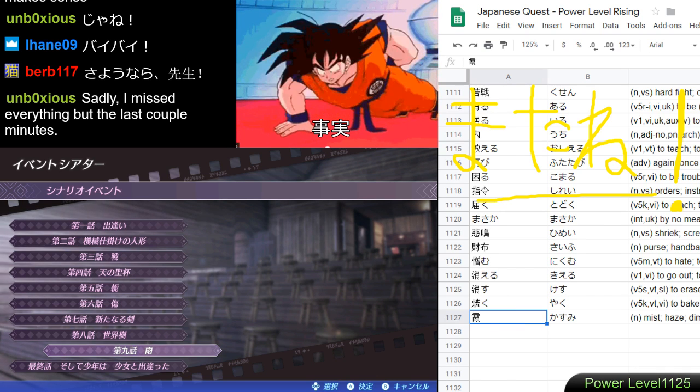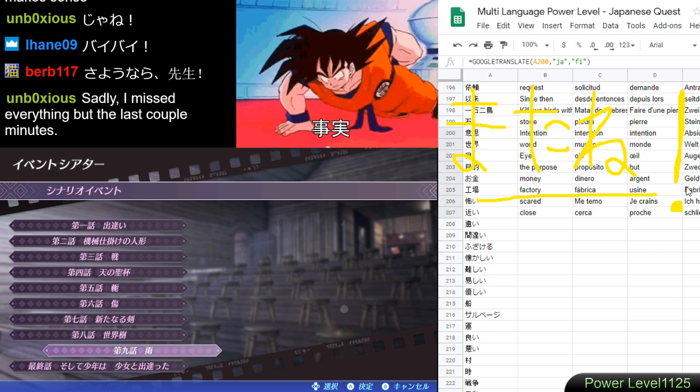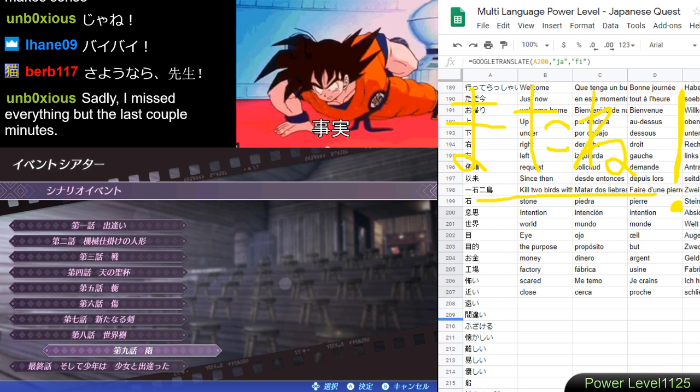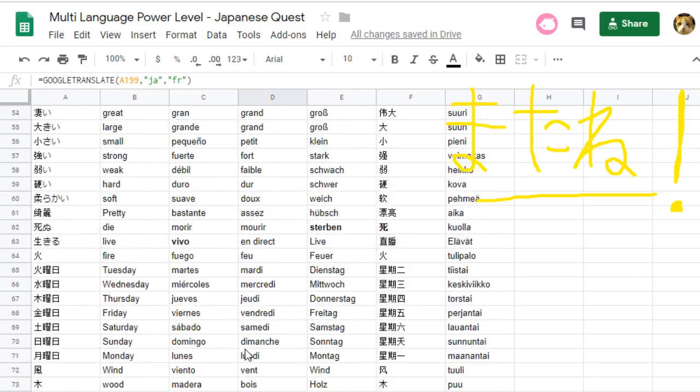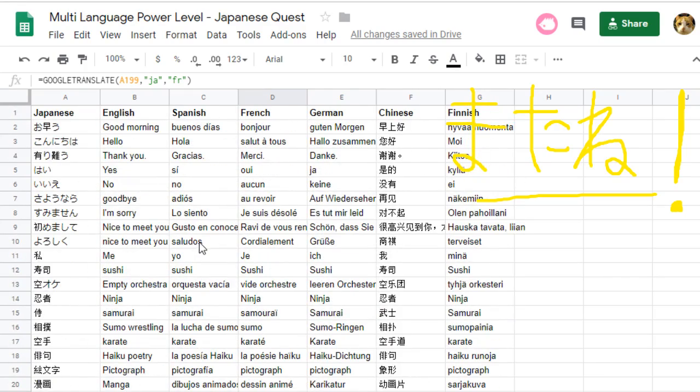So we also did a new list, a multi-language power level sheet for Japanese Quest. You can see the languages at the top. We had some fun voting on which word in each language captures each idea. For example, we have Japanese, English, Spanish, French, German, Chinese, and Finnish was voted on to add today. We could add more later. This is all automatic with Google Translate using these commands, which I just learned about, which I thought was kind of cool. So I thought we might as well try this for fun.